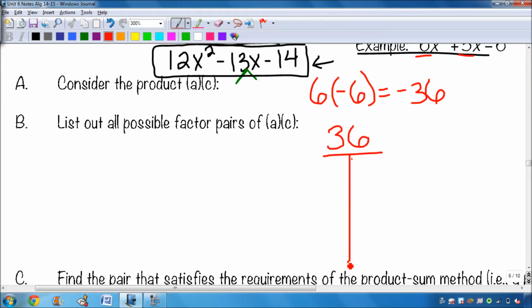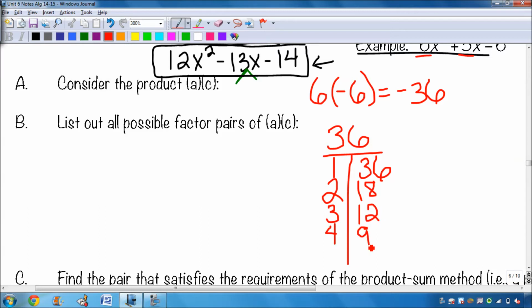We're going to ignore the negative for right now, and we'll just make our chart, and we'll deal with the negatives in a couple minutes. So 36 is divisible by 1, so 1 and 36 is a set of factors. It's divisible by 2, so 2 and 18 will work. It is divisible by 3, 3 and 12 will work. 36 is also divisible by 4, 4 and 9 will work. It is not divisible by 5, but it is divisible by 6. 6 and 6 will work. I've gotten to a point where I'm repeating numbers, so I've covered all possible combinations of factors of A times C.